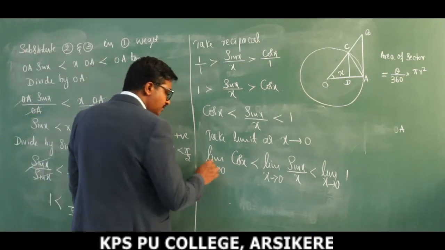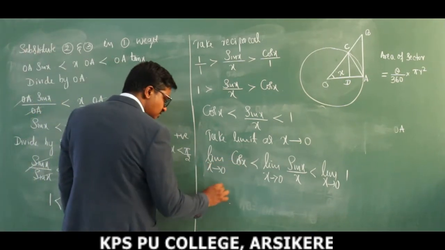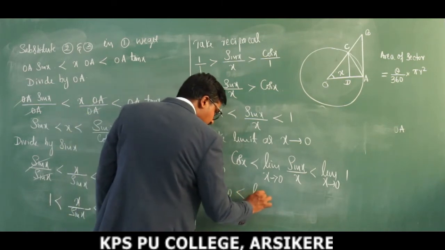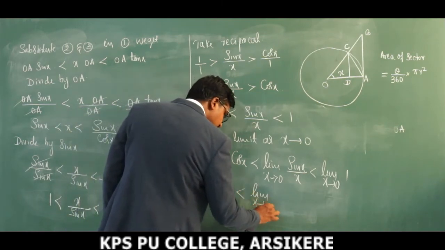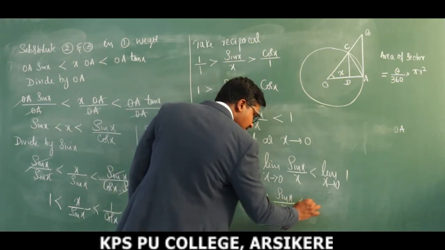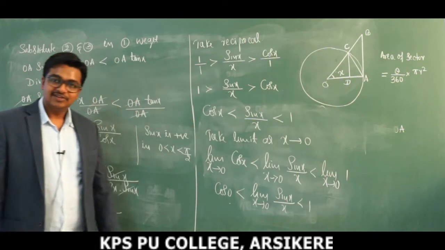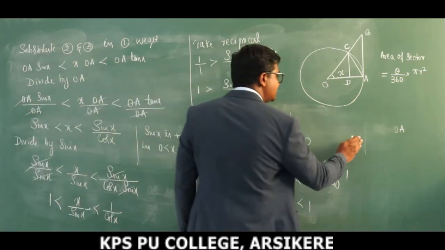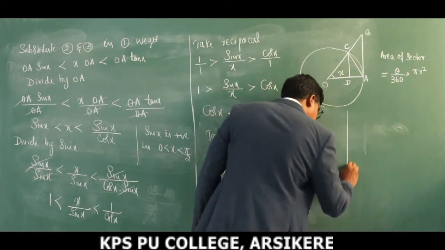So apply the limit as x tends to 0. Replace x equal to 0 here. We are left with cos 0 less than limit as x tends to 0 of sin x divided by x, which is less than 1. Observe, Mari. What is cos 0? Very good. Cos 0 is 1. So what are we left with finally here?